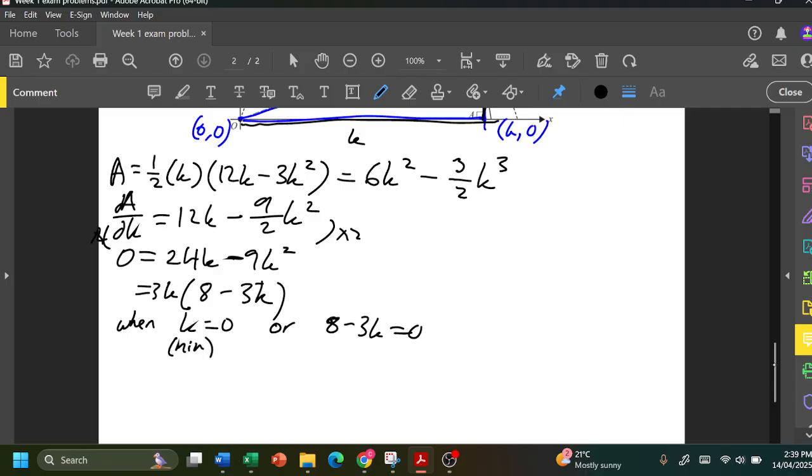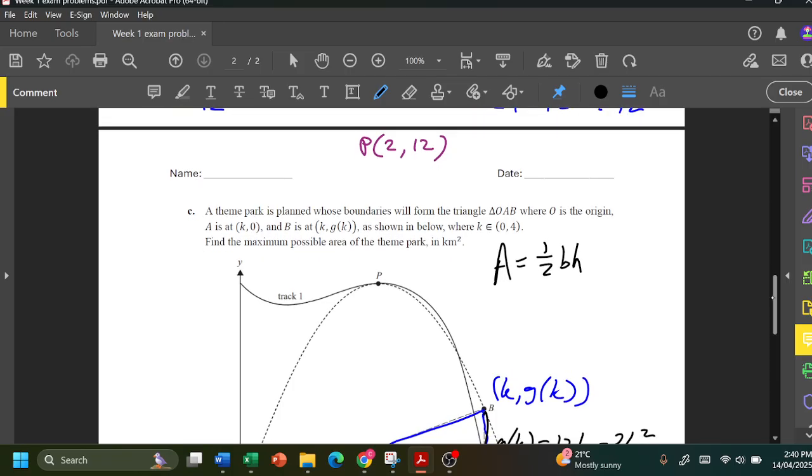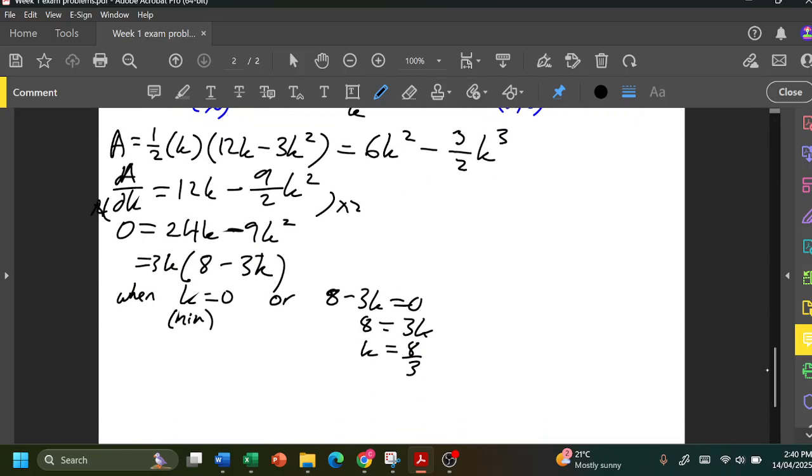So if we solve this for k, we get 8 equals 3k if we add 3k to both sides. And then if we divide both sides by 3, we get k is equal to 8 on 3. Okay, so that is our value of k. The question is asking us what the maximum area is. So find the maximum possible area of the park. To find that, this is the maximum value of k.